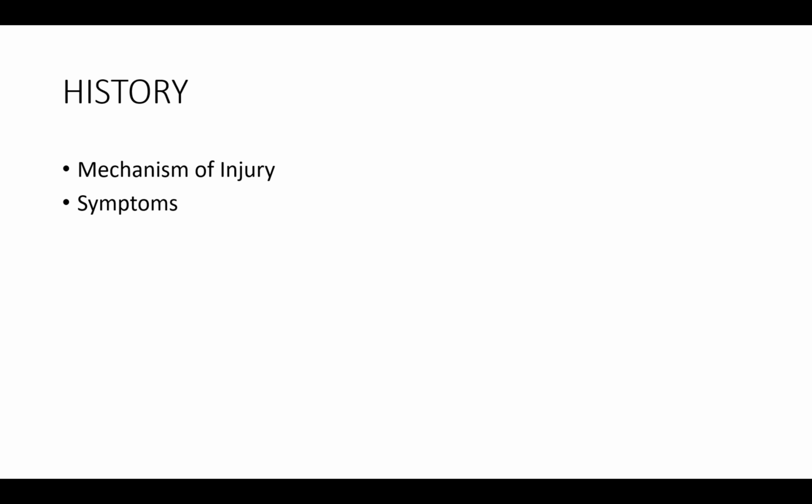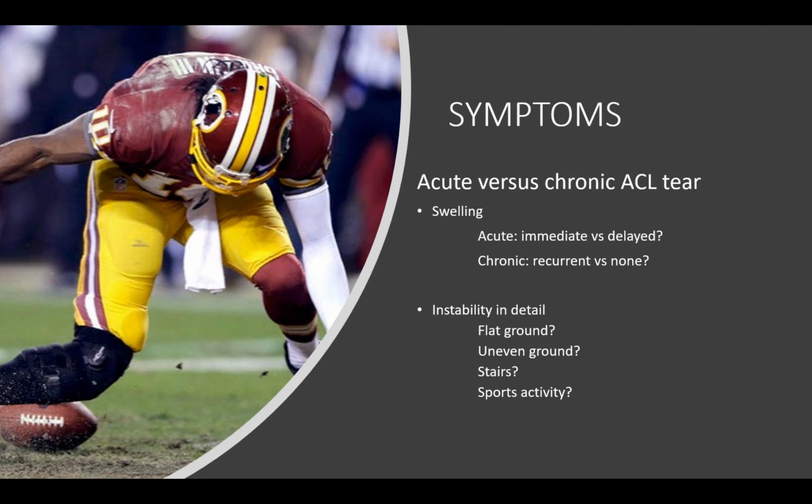From the history, we can actually obtain information on the mechanism of injury as well as symptoms. A thorough history involves extracting detailed information on the timing of injury, whether it is acute or chronic, whether the swelling was immediate or delayed. Immediate swelling, as we know, is highly suggestive of ACL tear. However, sometimes a partial tear doesn't give the same history.